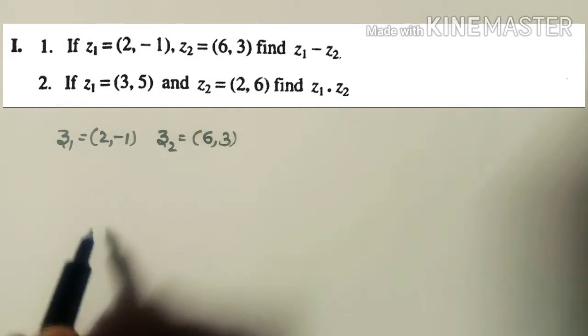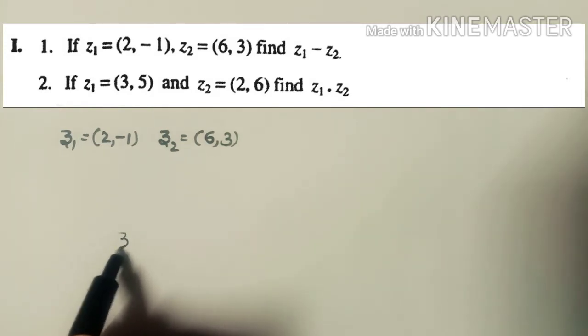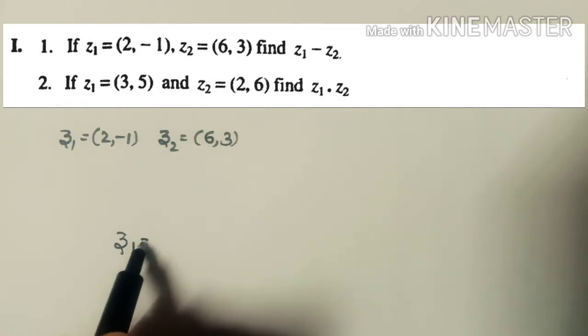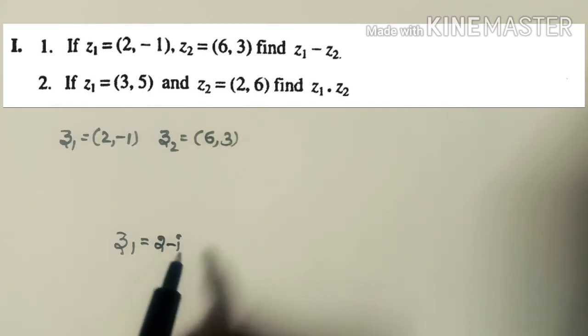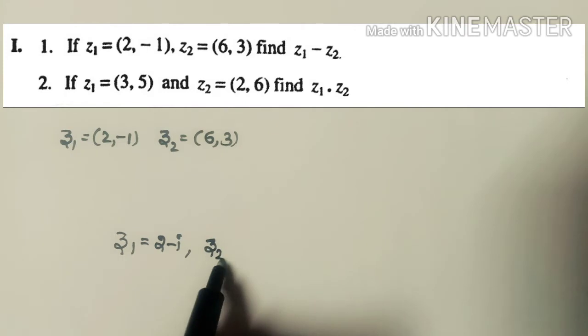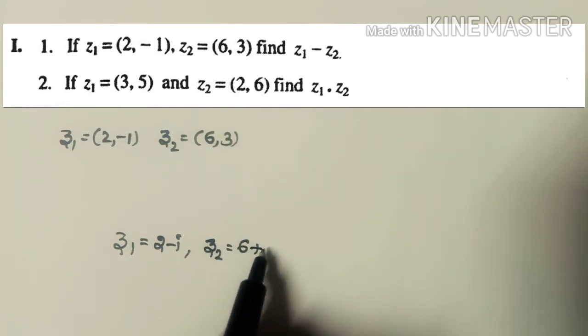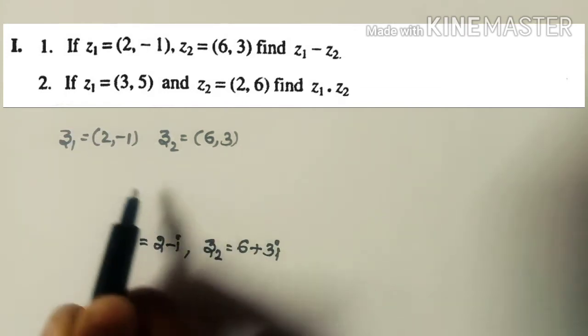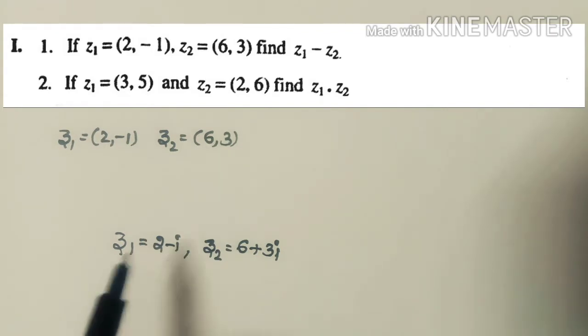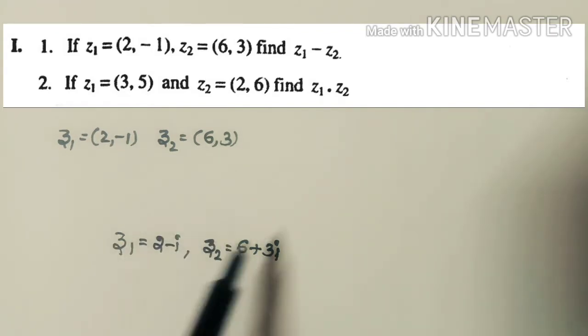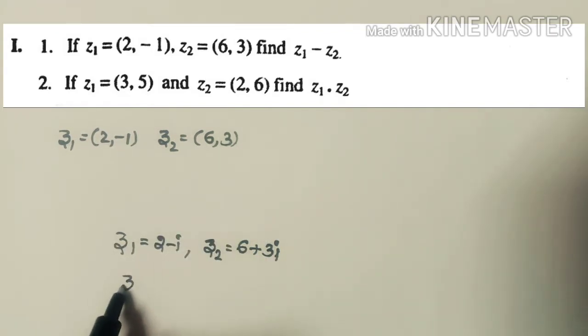So first we take z1 is equal to 2 minus i, and z2 is equal to 6 plus 3i. These are the other notations of the values z1, z2. z1 is equal to 2 minus i, z2 is equal to 6 plus 3i. Now what is z1 minus z2?